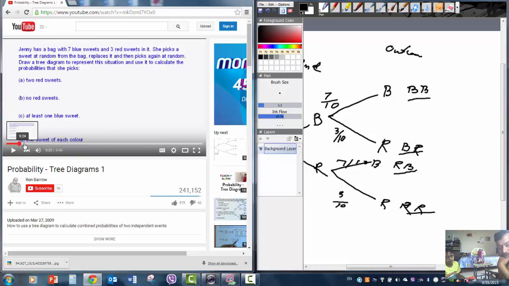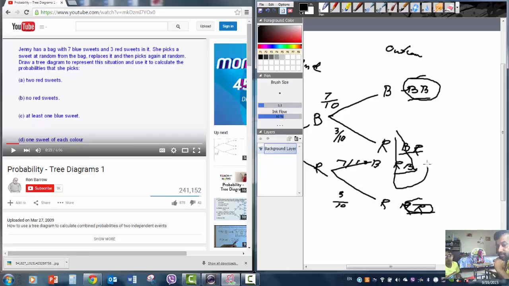Did you see the question here? Calculate the probability that she picks 2 red sweets. Here's the 2 red sweets. Calculate the probability that there's no red sweets. Here there's no red sweets. So at least 1 blue sweet here, here, and here. And 1 sweet of each color here. Okay? Alright. Let's see now.